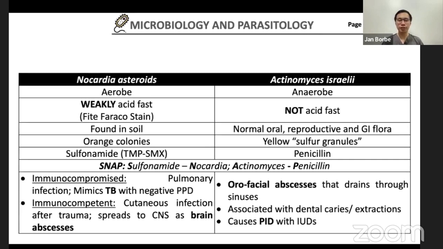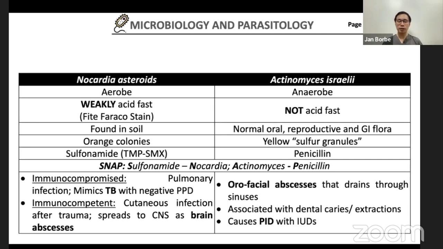So this one, let's try to differentiate nocardia and actinomyces. One is aerobic, one is anaerobic, one is weakly acid fast. So si nocardia is weakly acid fast. And for tissues, we often use the Fite-Faraco or kahit anong may Fite, modified Fite, di ba? Basta may Fite, you think of AFB stain, acid fast stain yan. So si nocardia, they produce orange colonies, while actinomyces, you look for those yellow sulfur colonies.